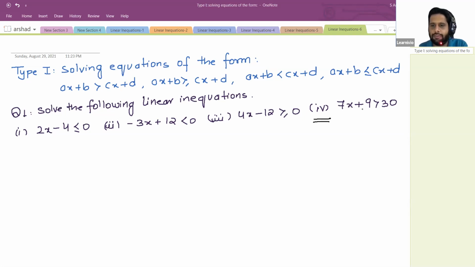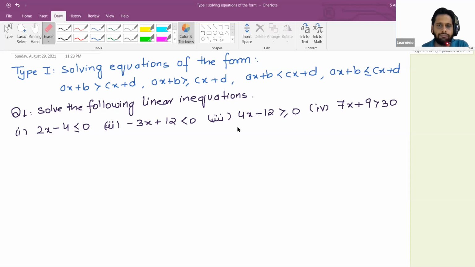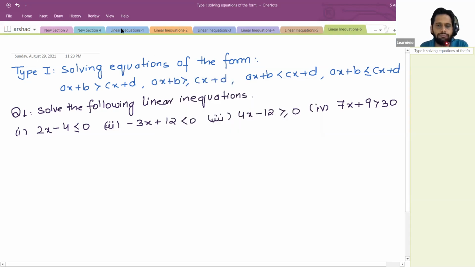John, please try this one. 7x plus 9 greater than 30. X is greater than 3. X is greater than 3. Very good, John.